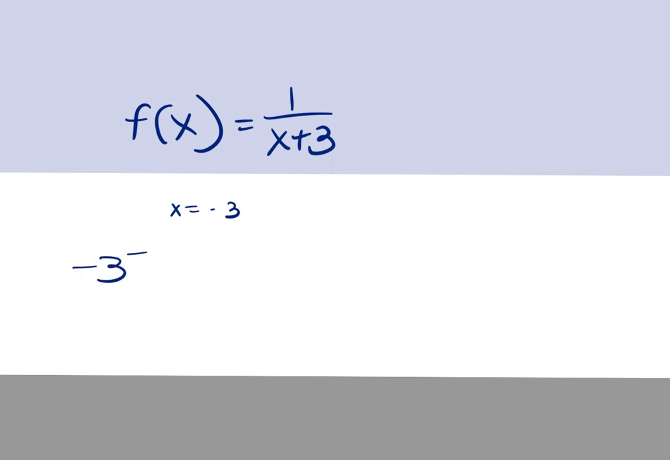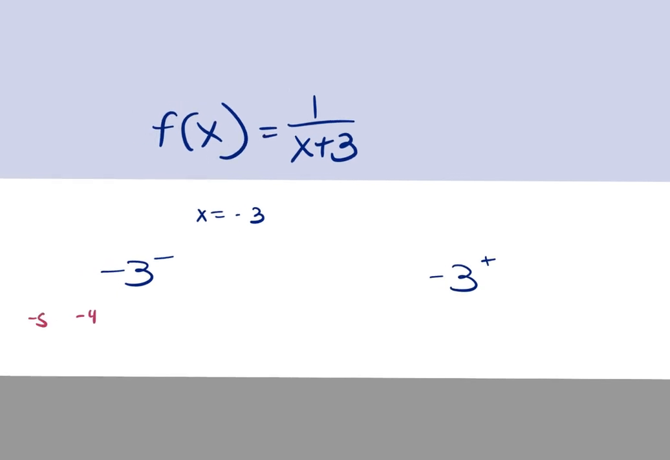From the left, I'm going to plug in at least 2 values to see if it's getting bigger or smaller. So less than -3. Without a calculator, I would plug in whole numbers to make it easier. If I had a calculator, I would plug in like -3.001, -3.1, so you can see what's happening right there. But without a calculator, you don't have that opportunity. So I'm going to plug in something left of -3, like -4, and then something left of that, like -5. At -5, I get 1 over -2, and at -4, I get 1 over -1, which is -1.